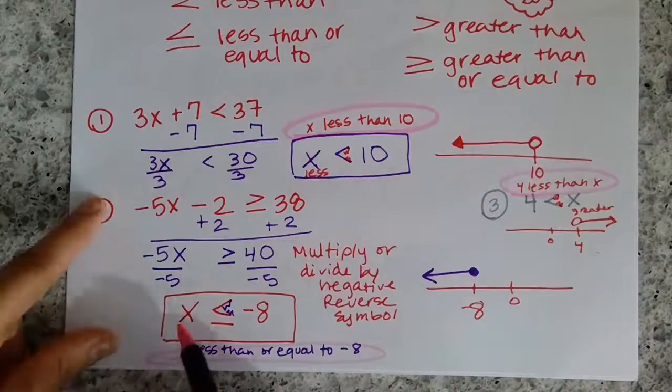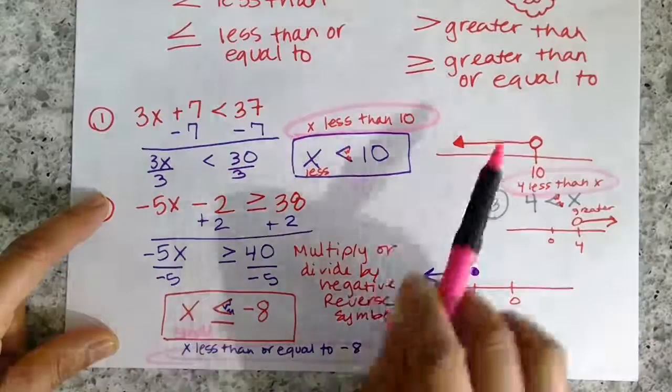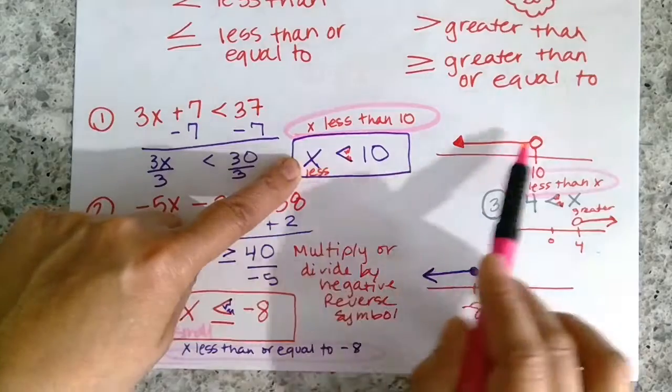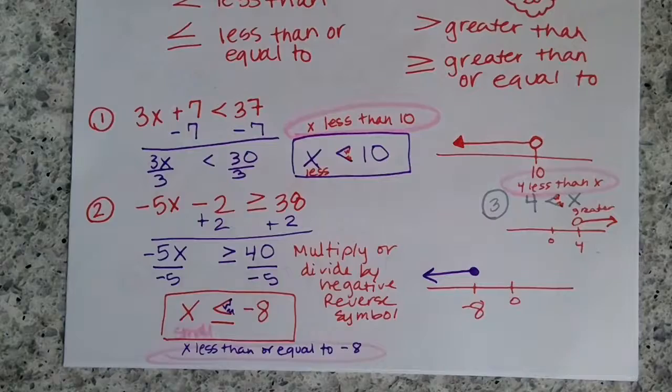Values are smaller here or less than, so you're going to shade to the smaller side. Values are smaller here or less than, so you're going to shade to the left side. Here, x is greater, so you're going to shade to the right side.